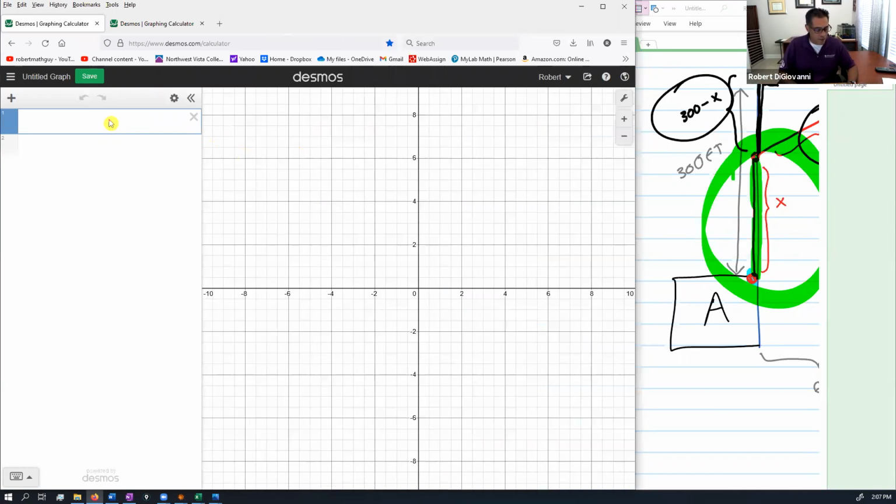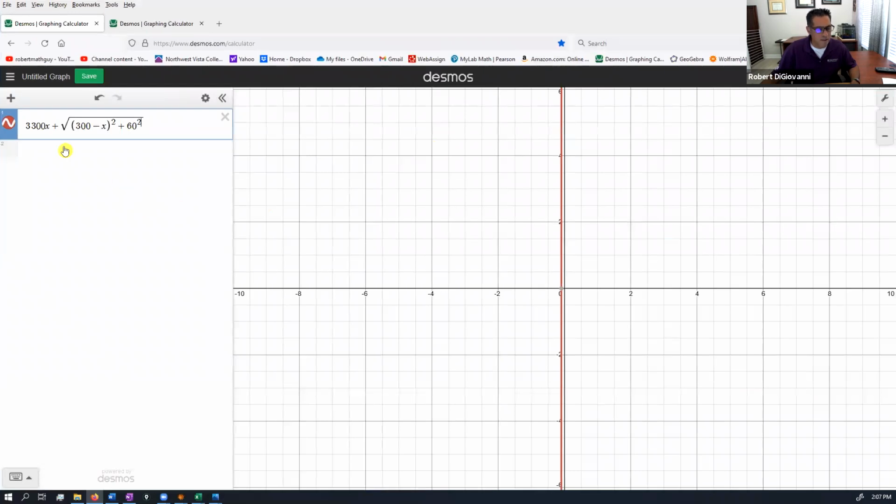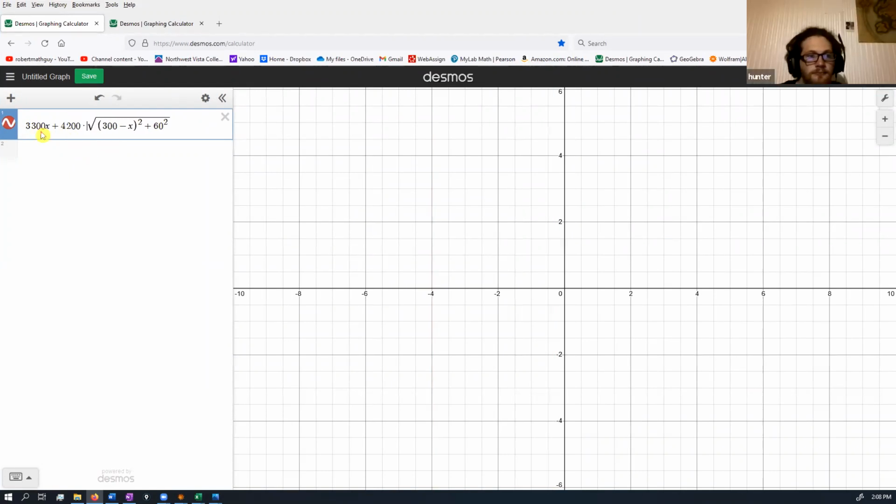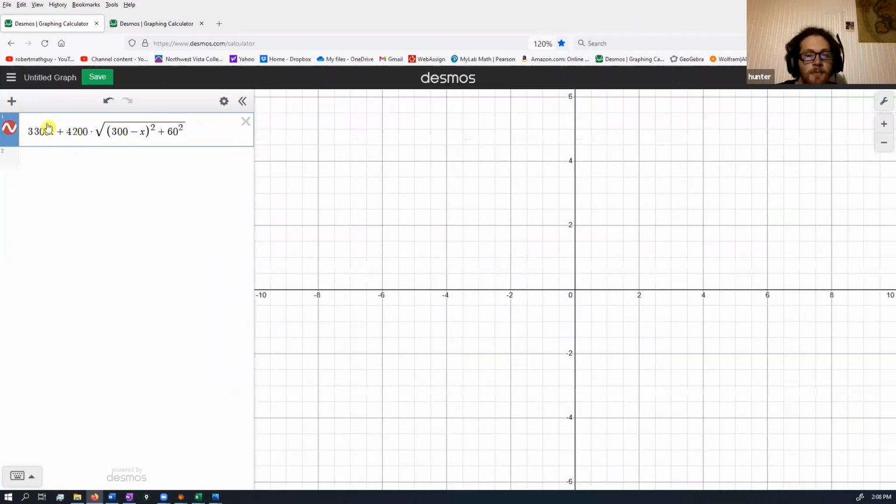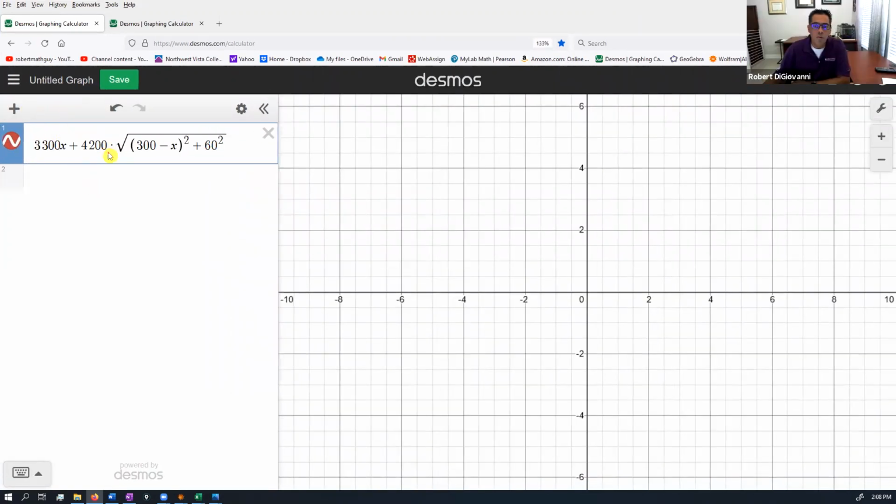I'm going to say cost equals 3,300x plus the square root of 300 minus x, that quantity squared, plus 60 squared. Someone can check. Is that correct? Did I write that right? That should be 4,200 times that. Yeah, 4,200. I completely forgot the cost there. There we go. That look right? Was that our cost function? Okay. So again, that's how much it's going to cost dependent upon x.